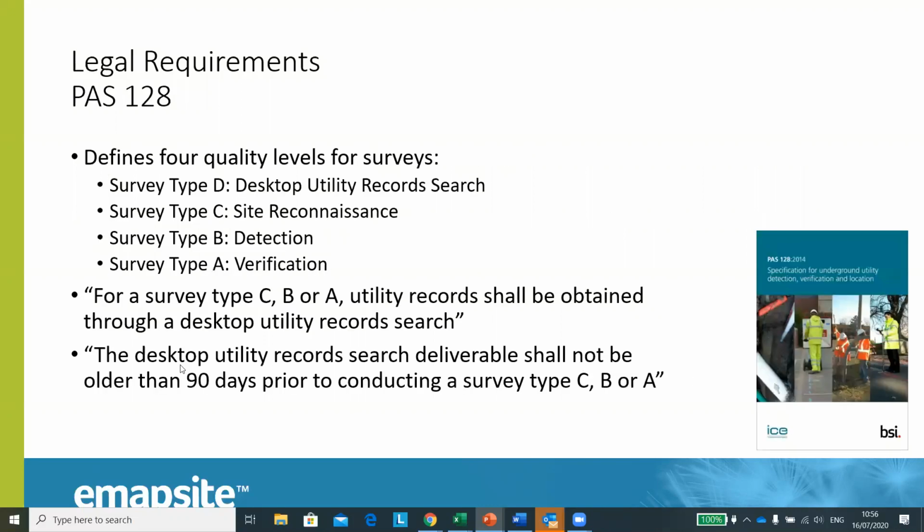And then finally, we have the publicly available specification number 128, commonly known as PAS 128. And this is a specification put out by the British Standards Institution, which covers all elements of utility surveying.